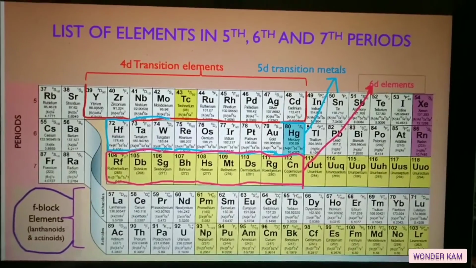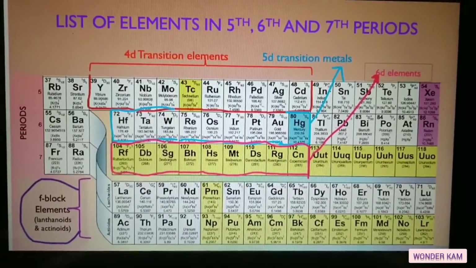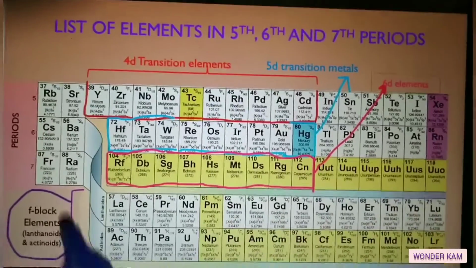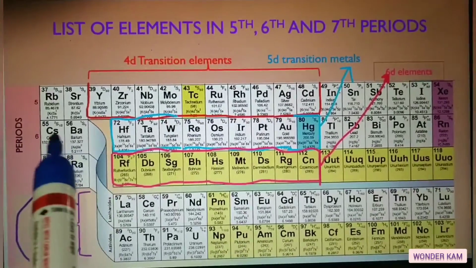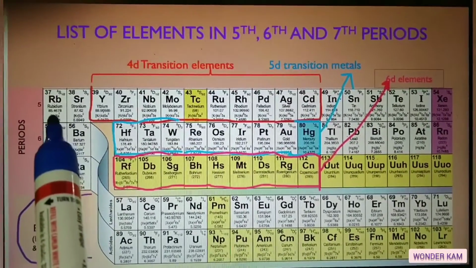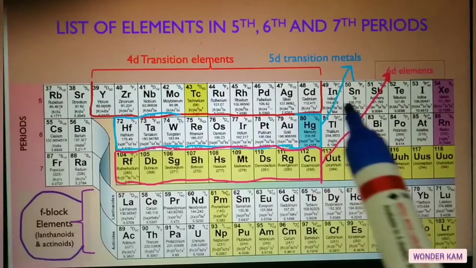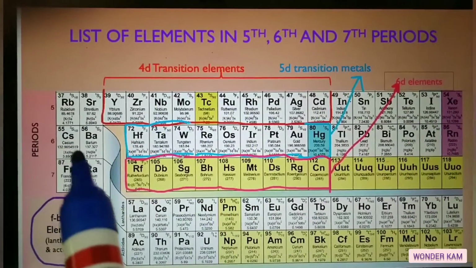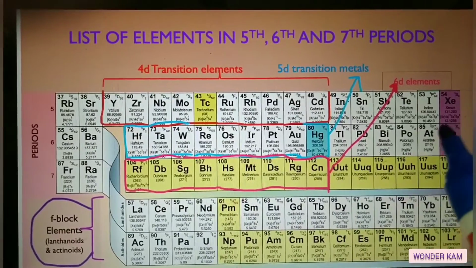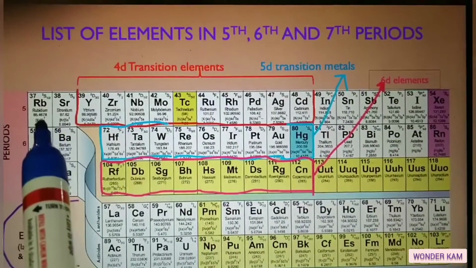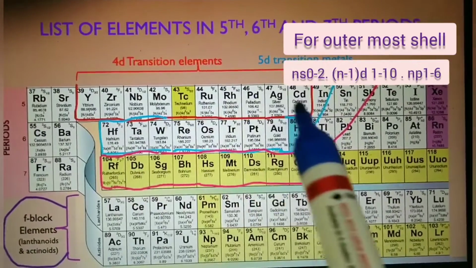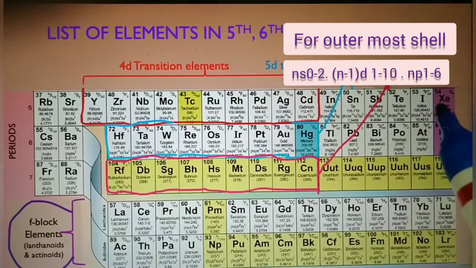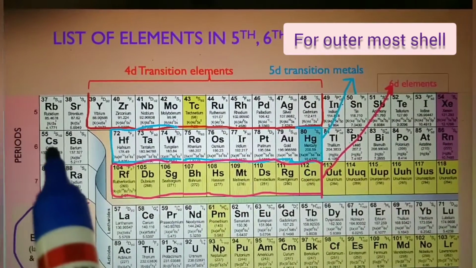Now let's move to the elements of the 5th, 6th and 7th periods of the periodic table. The 5th period starts with the element rubidium, then strontium, yttrium, then zirconium up to xenon, from atomic number 37 to 54. And the general electronic configuration of this period is ns0 to 2, (n-1)d1 to 10, np1 to 6, and n is equal to 5.